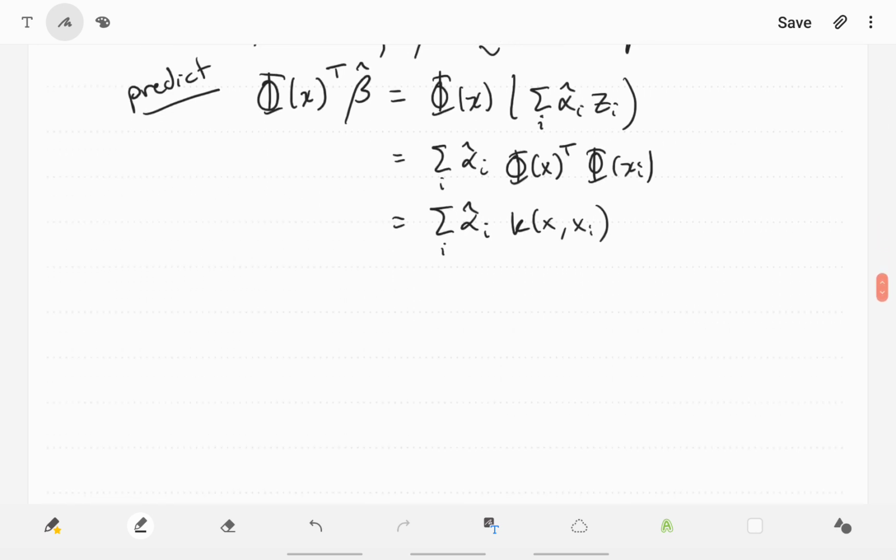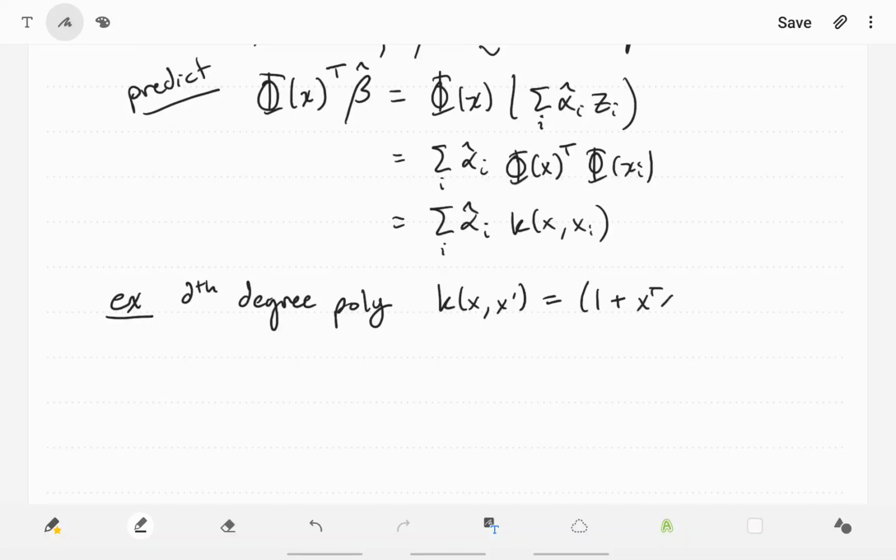So let's think about an example here. This is called the nth degree polynomial kernel. And our kernel function, this is one example where the kernel function is really easy to evaluate. It's 1 plus x transpose x' to the d.